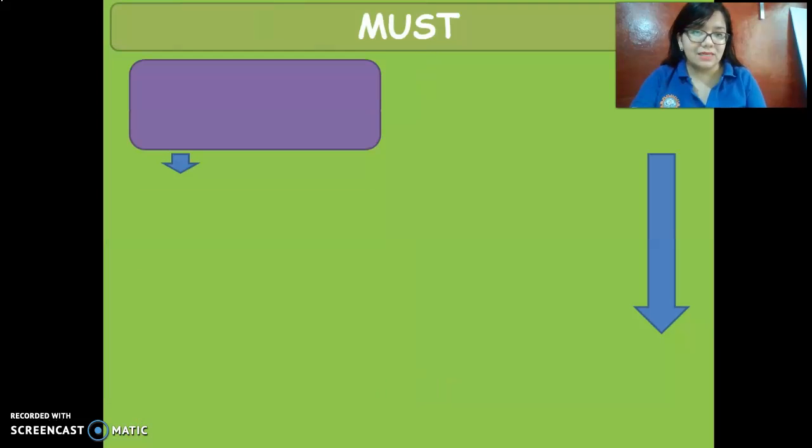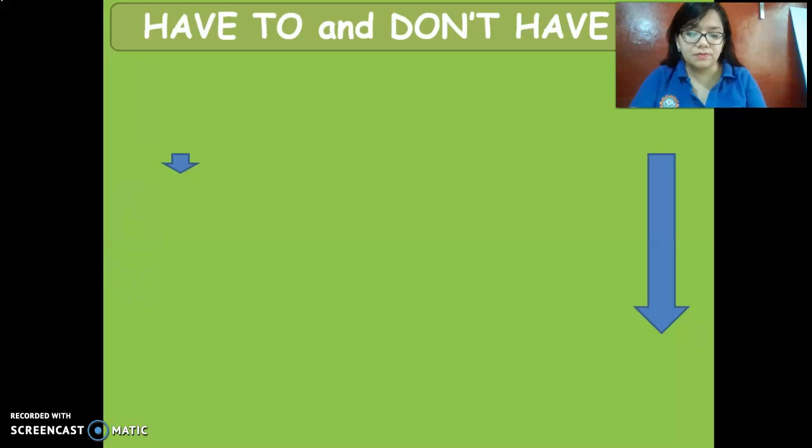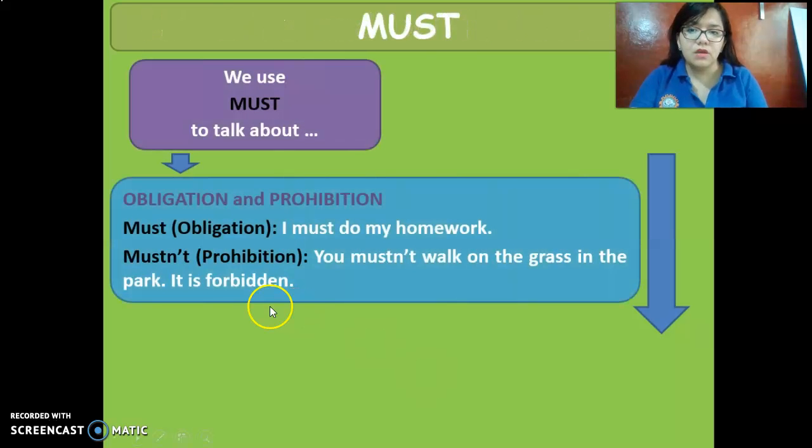Okay, now let's make a review. We use must to talk about an obligation and prohibition. Must, in positive, means obligation. Mustn't, negative, means prohibition.